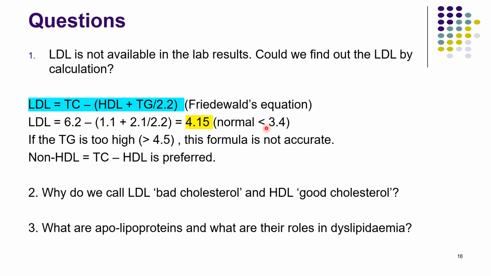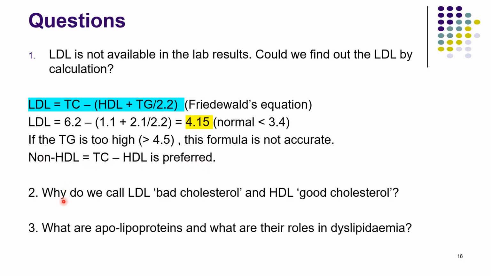So this is from the lab. Normal is less than 3.4, but actually 3.4 can be high, depending on the cardiovascular risk. If the triglyceride is too high, more than 4.5, this formula is not accurate. In this patient it is 2.1, which is still okay. But if more than 4.5, then we use the non-HDL, which is TC minus HDL, the preferred one.